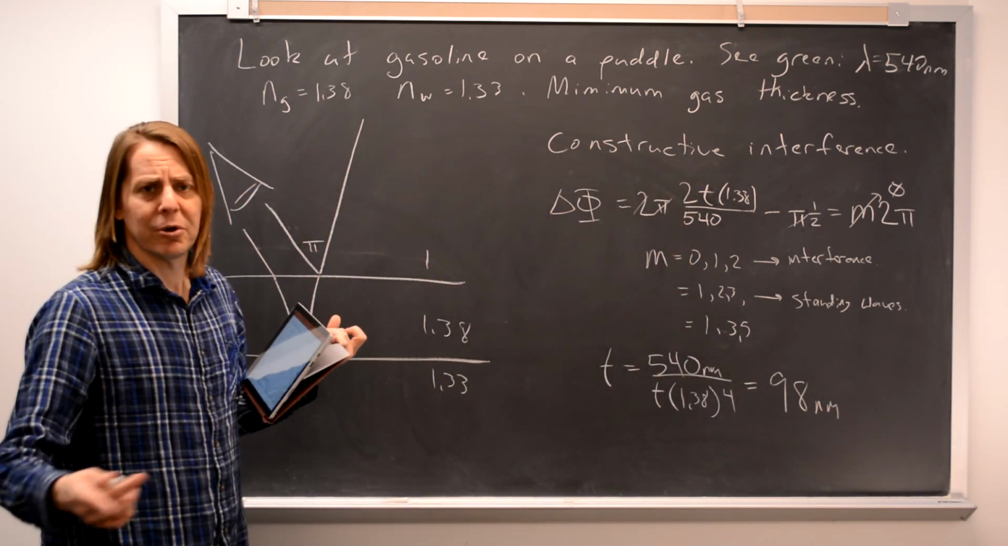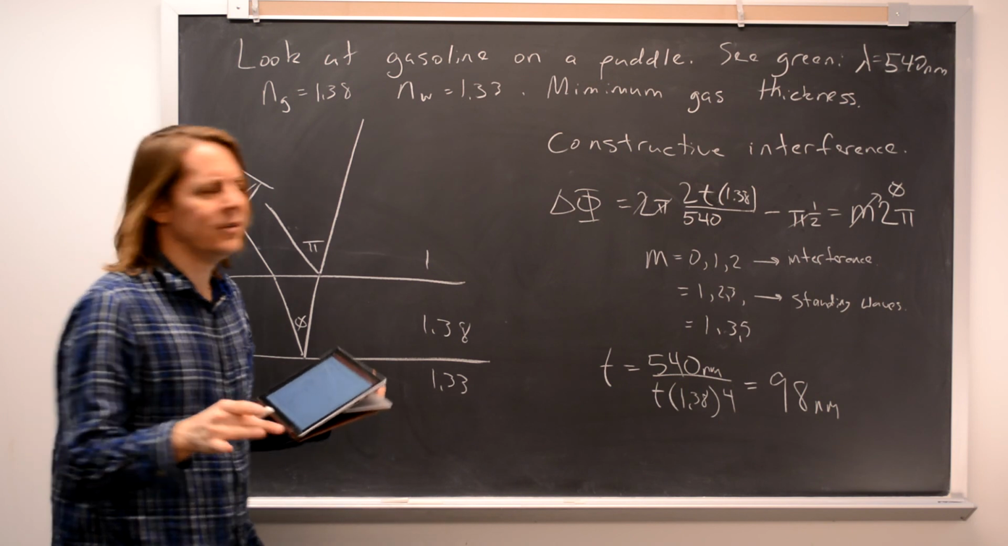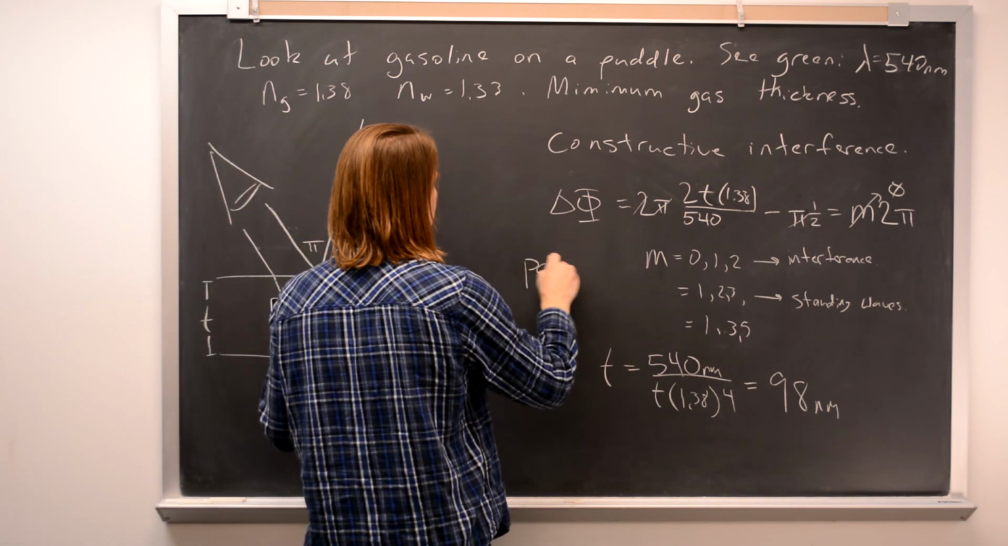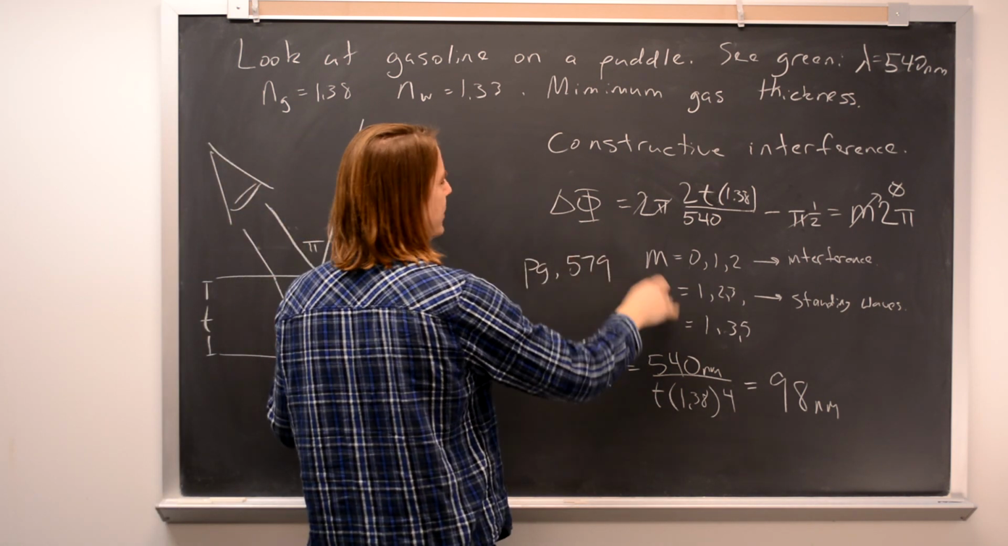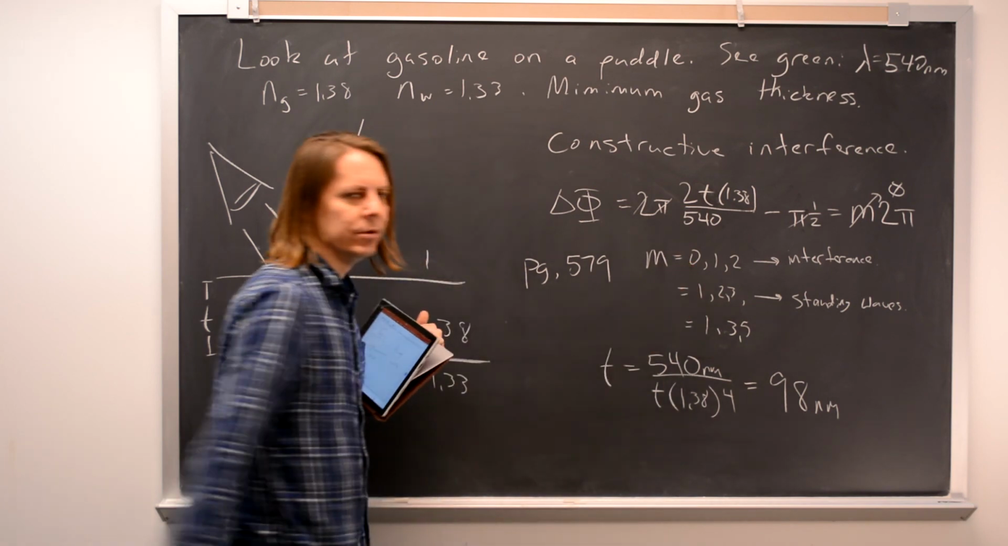And if you want to see in the book where it talks about this and what formula it is, it's page 579. They give the general conditions, and you'll notice they include half of a wavelength.